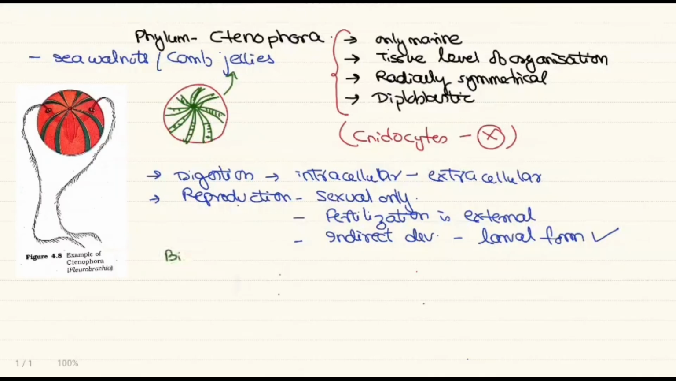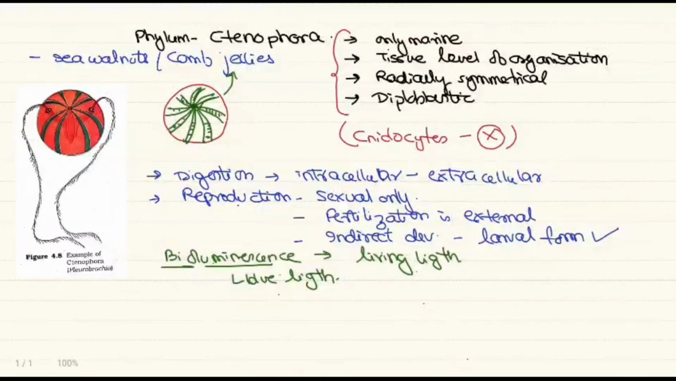A very special characteristics of the ctenophores is the bioluminescence, that is living luminescence light, that is called as living light. So they can produce a blue color light from the body. This property of producing light from the body is called as bioluminescence. The uses of this light is to see the prey and also to select the partner during the reproduction.